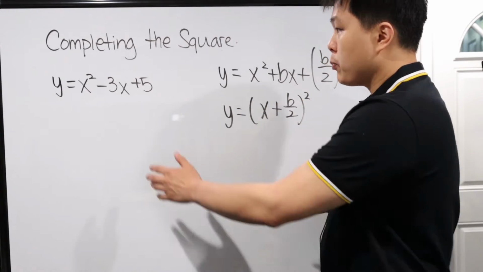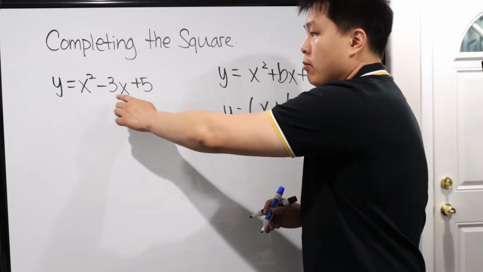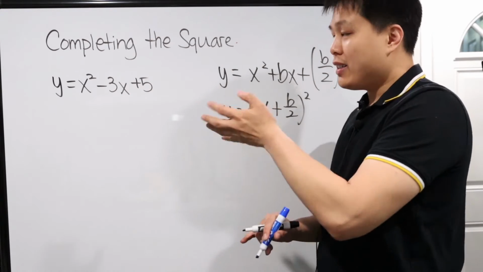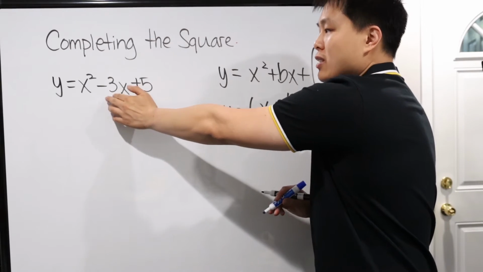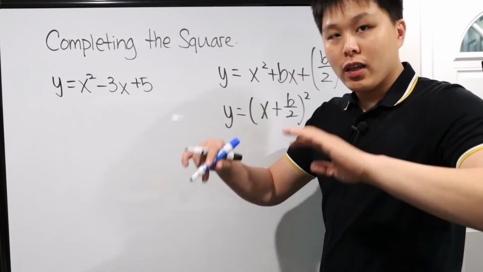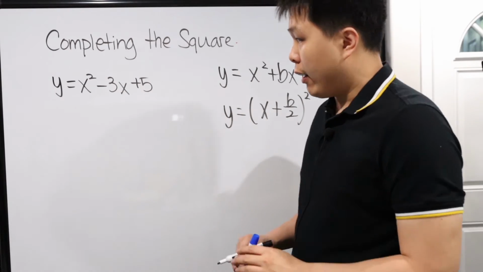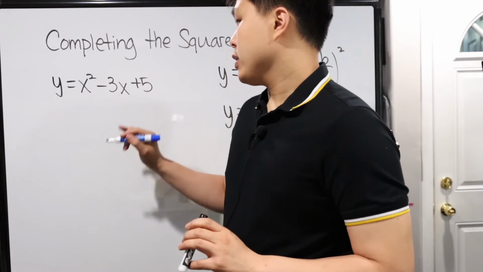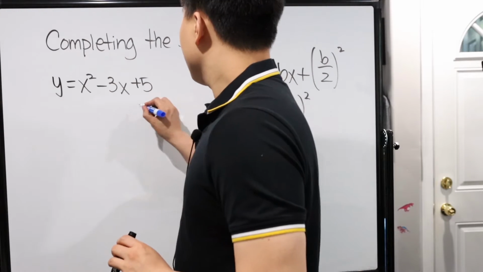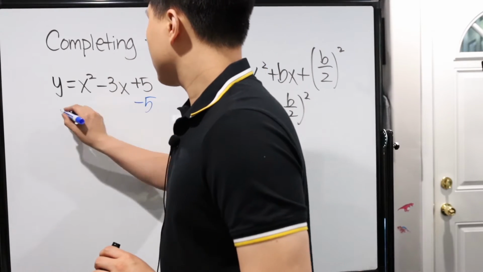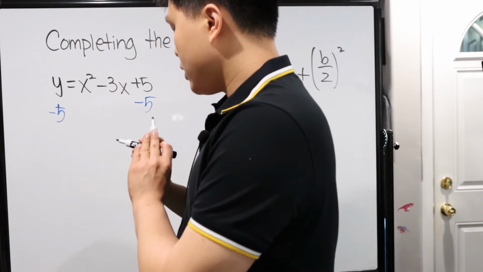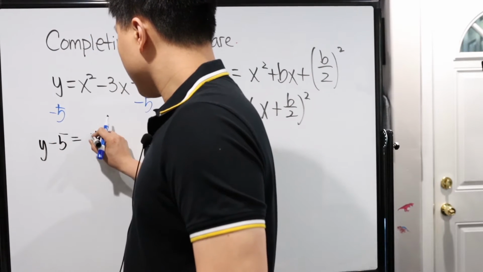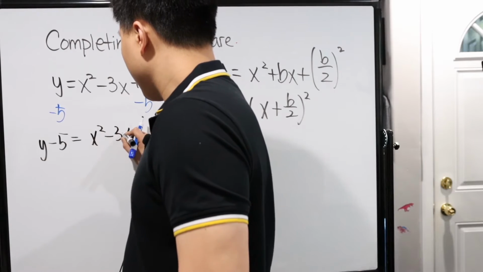All right, for our second problem, we have y equals x squared minus 3x plus 5. If you can see it right away, yes, it looks a little scary because this doesn't divide by 2 very well, but the overall concept is still the same. As I mentioned in the previous problem, first I'm going to get rid of the 5 because it's messing me up. So I'm going to subtract 5 here and subtract 5 here. So basically what I have now is y minus 5 equals x squared minus 3x.